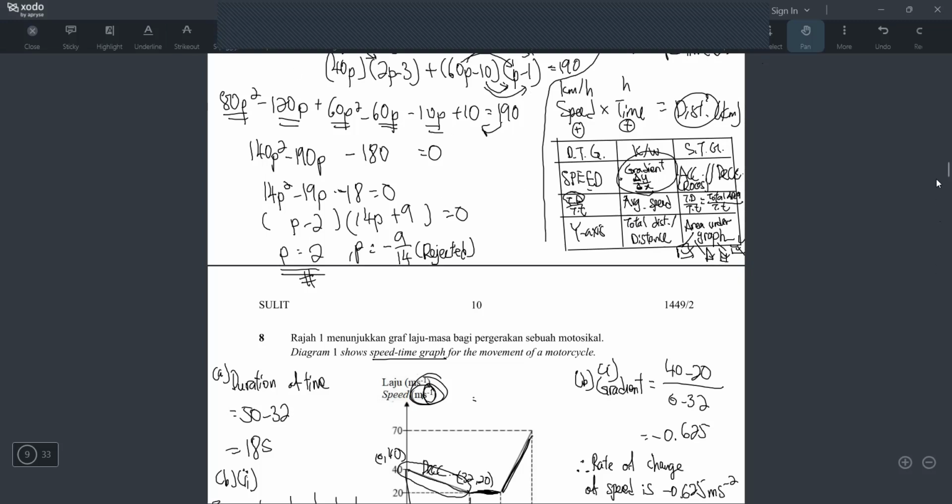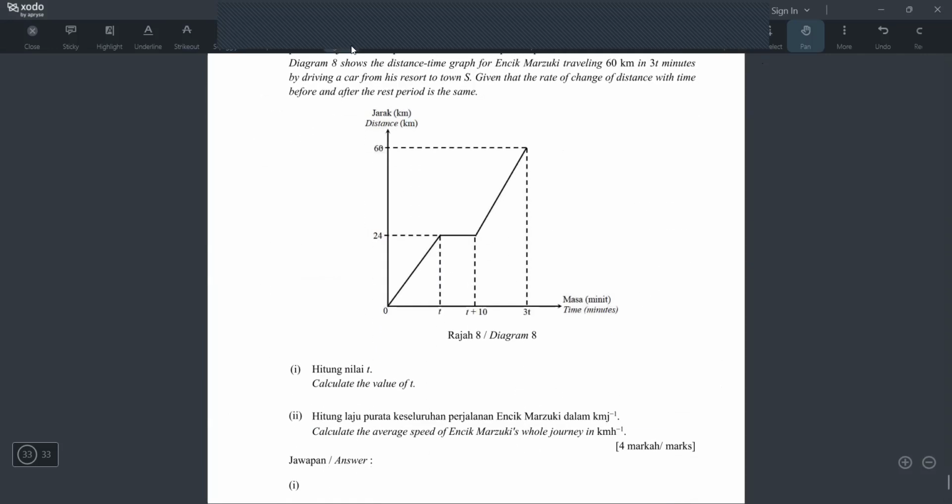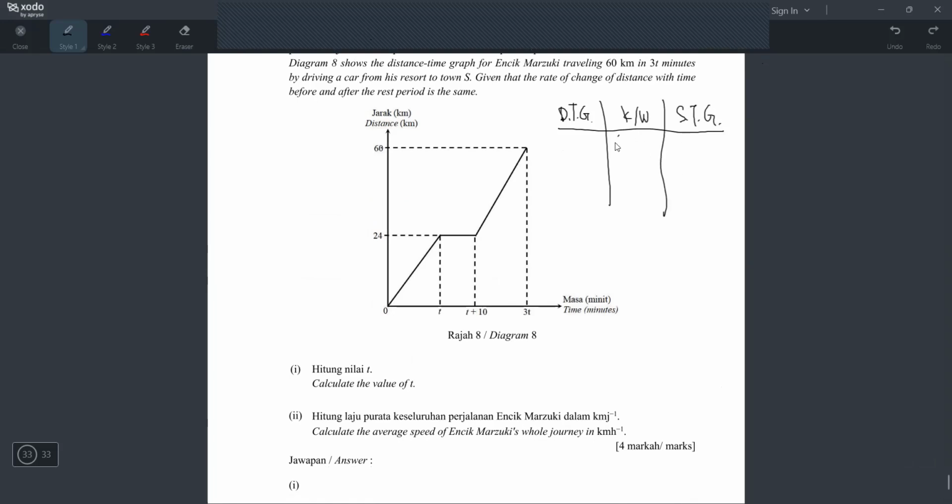So let's go back to the final question. Let's draw the table again, let's not be lazy here. Not many things anyway. So DTG, then keyword, then STG. The first keyword is gradient. This one is speed. This one is acceleration, another name for it. Acceleration is sometimes deceleration, and another name for acceleration is rokos. If your gradient is positive, it is acceleration. If the gradient is negative, it is deceleration.